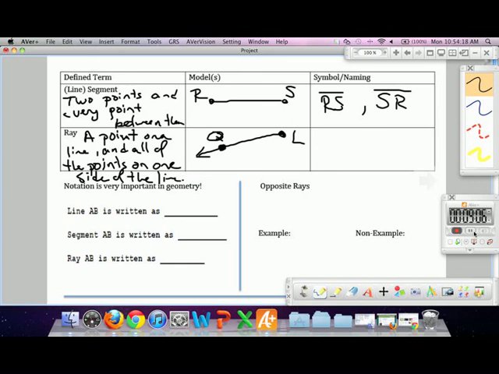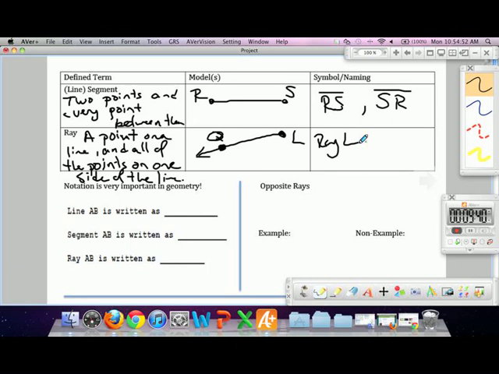For a ray, there's a very specific convention. We always, always, always start naming a ray with the endpoint. The endpoint being the point that doesn't go any farther, or the starting point, however you want to think of it. It's the point that defines the ray. In this case, ray L, and then whatever other points are in the same direction we want to go. In this case, it could be Q. Start at L and go toward Q.